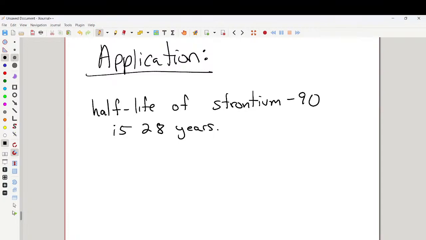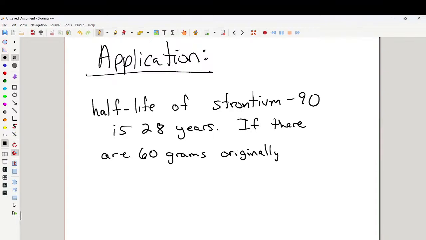We'll see what happens if there are 60 grams originally. How long will it take to become 10 grams?